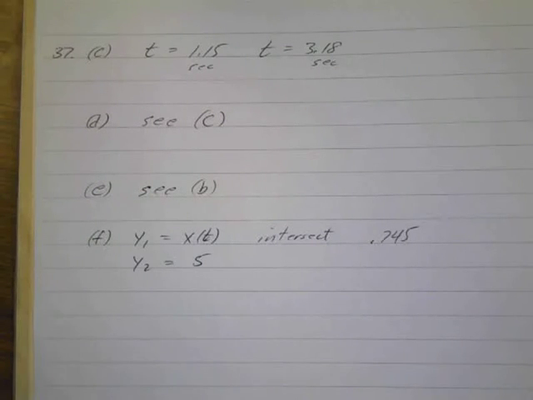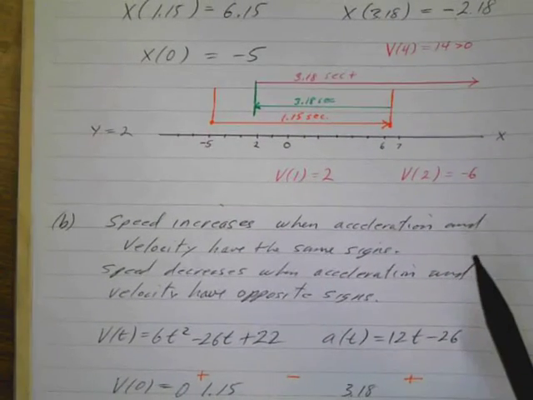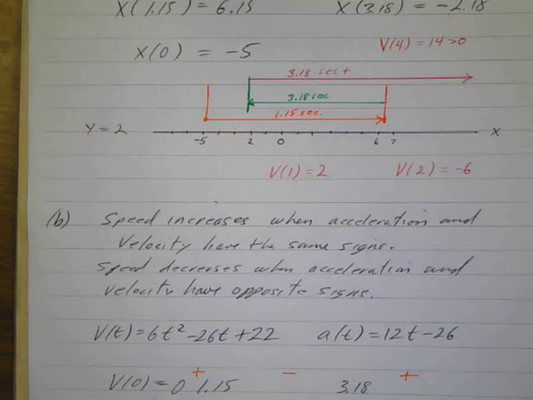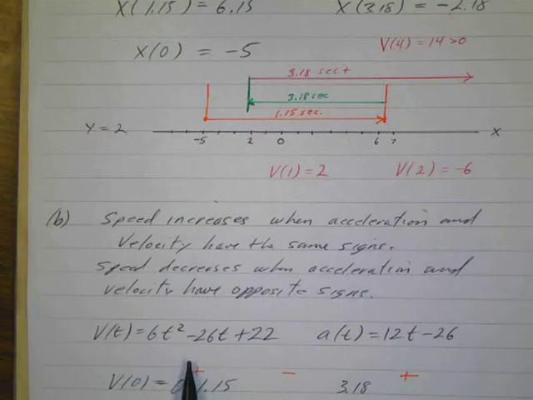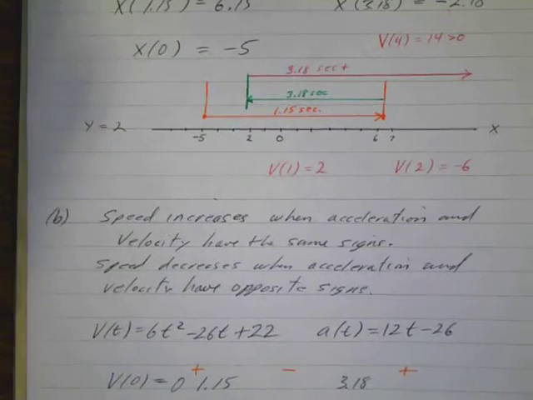And then letter E, describe the velocity and the speed of the particle. Well, we kind of did that. If I go back to B, this is the velocity. They said describe the velocity and speed. Well, again, my velocity is positive, then negative, then positive. And my speed is, like we said, decreasing here, increasing there, decreasing there, increasing there. So those are basically the same.